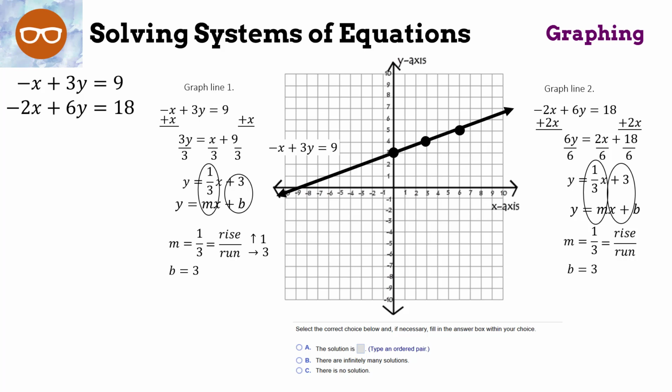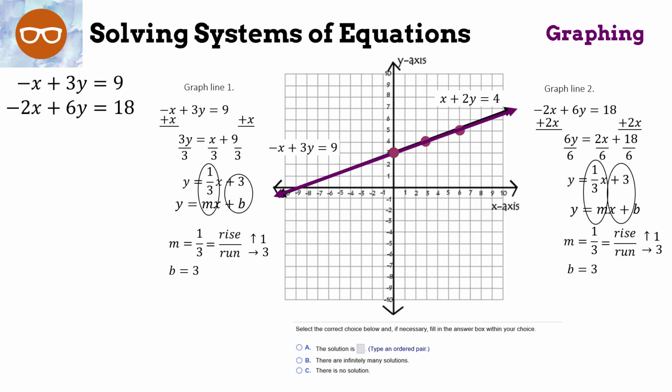We always graph the y-intercept first, so I'm going to put a dot at 3 on the y-axis. I'm going to follow my slope, which is up 1 over 3, up 1 over 3 from my y-intercept. I'm going to graph it, label it, and hopefully you notice something interesting. They're the same line.